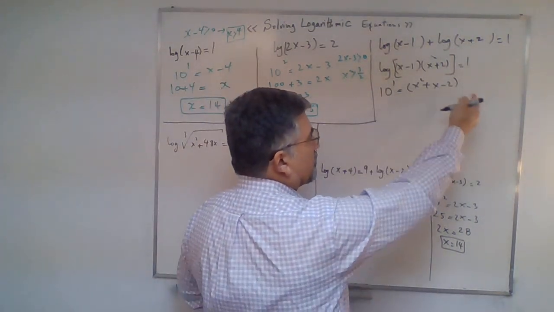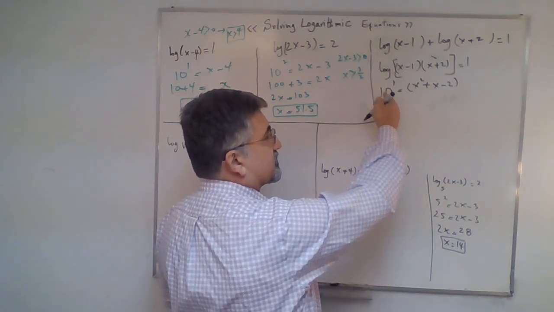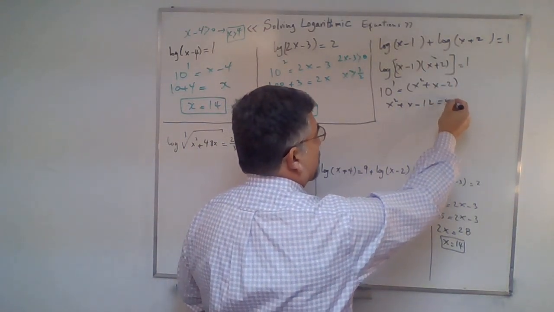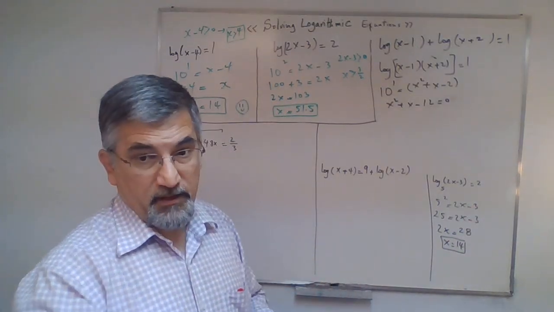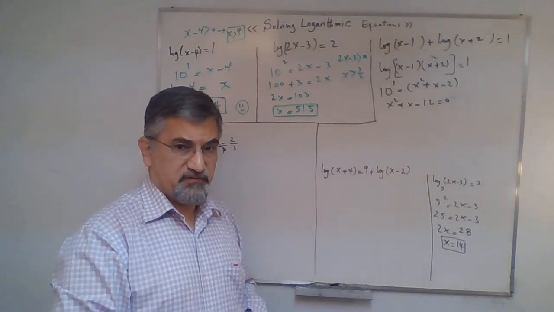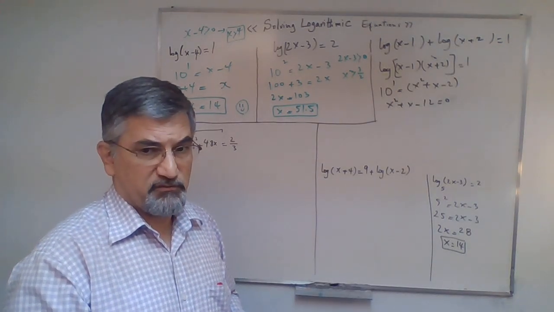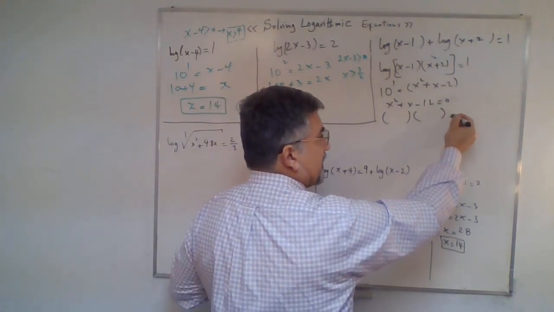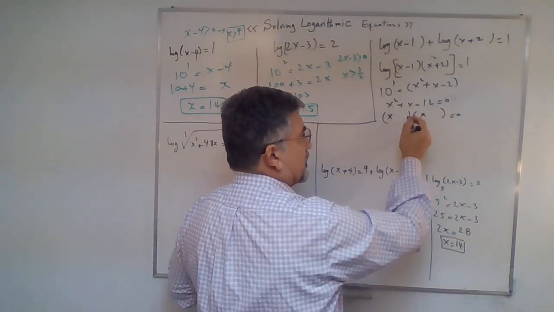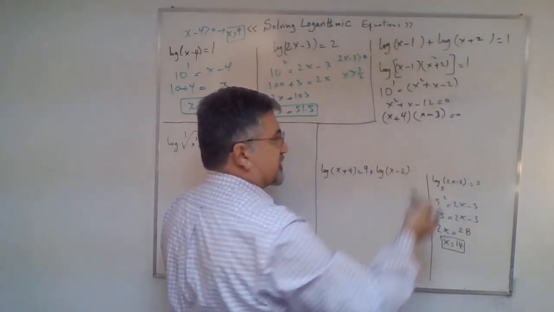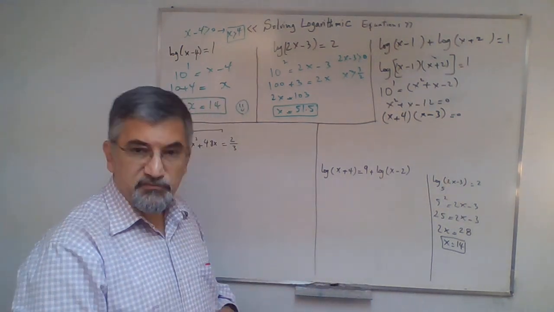So we're going to transpose 10 to the other side, so we get x squared plus x minus 12 equals 0. We ended up with a quadratic equation, actually. We can solve quadratic equations by factoring or by quadratic formula, whichever method we feel like. In this case, it is easier to solve it by factoring because it's easy to find two numbers that add up to 1, but the product is negative 12. The two numbers are 4 and negative 3.